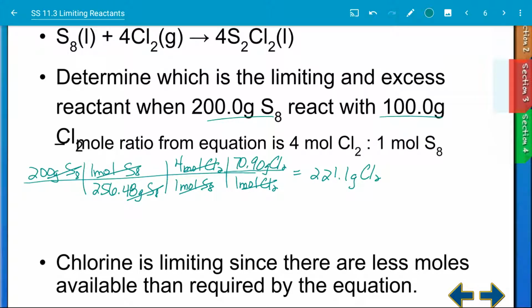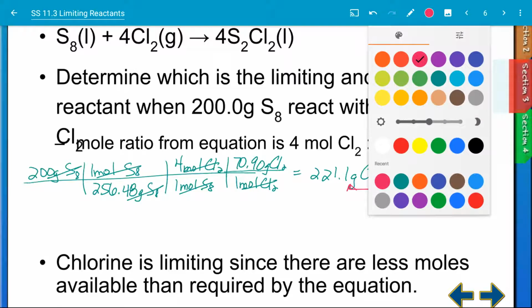Now, I compare that with the fact that I only have 100 grams of chlorine gas. So I don't have enough chlorine gas to react 200 grams of S8. My limiting reagent is going to be chlorine gas, because if I react all 200 grams of S8, I will need 221.1 grams of chlorine, but I only have 100 grams. So I won't react all of that.